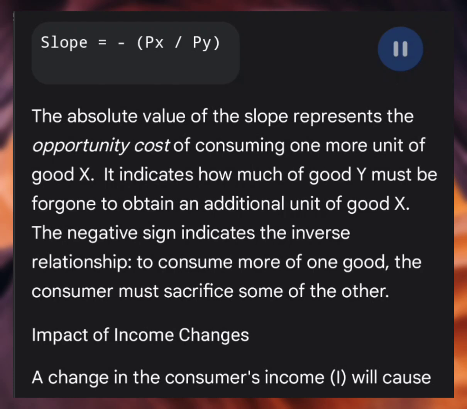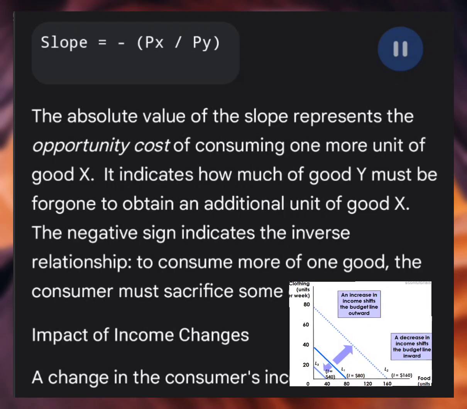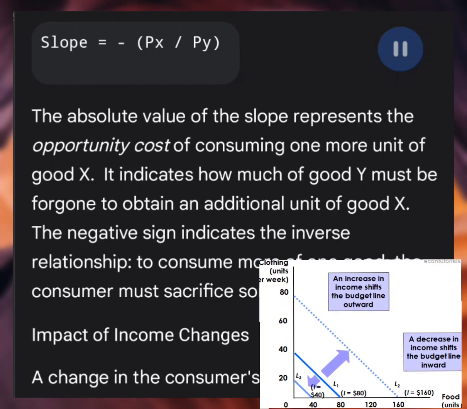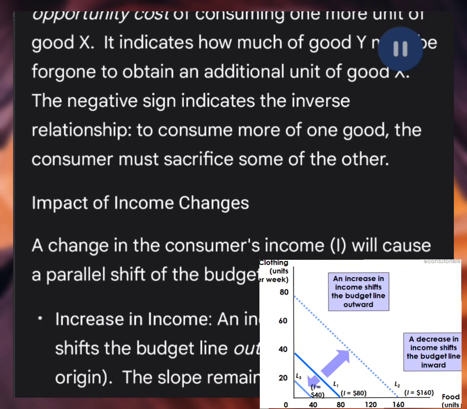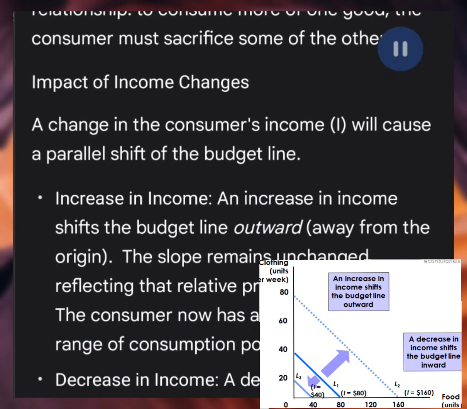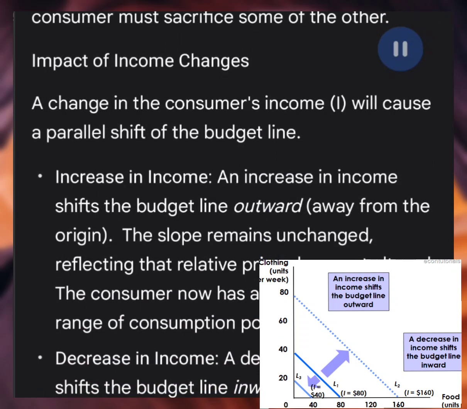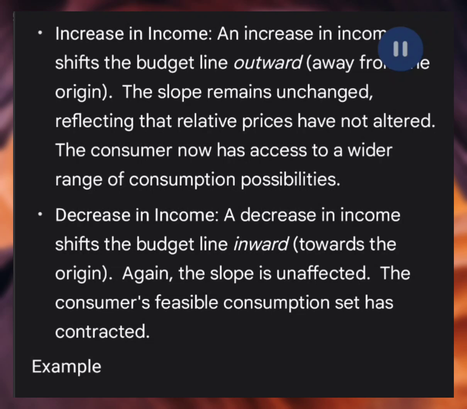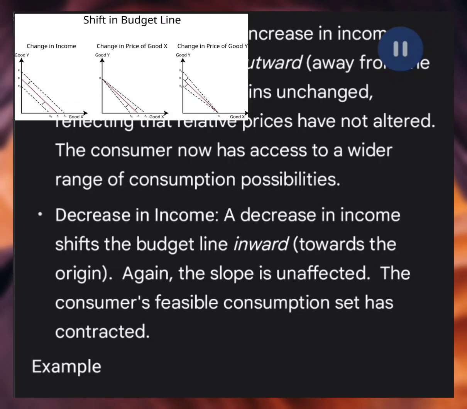Impact of income changes. A change in the consumer's income, I, will cause a parallel shift of the budget line. Increase in income. An increase in income shifts the budget line outward, away from the origin. The slope remains unchanged, reflecting that relative prices have not altered. The consumer now has access to a wider range of consumption possibilities. Decrease in income. A decrease in income shifts the budget line inward, towards the origin. Again, the slope is unaffected. The consumer's feasible consumption set has contracted.